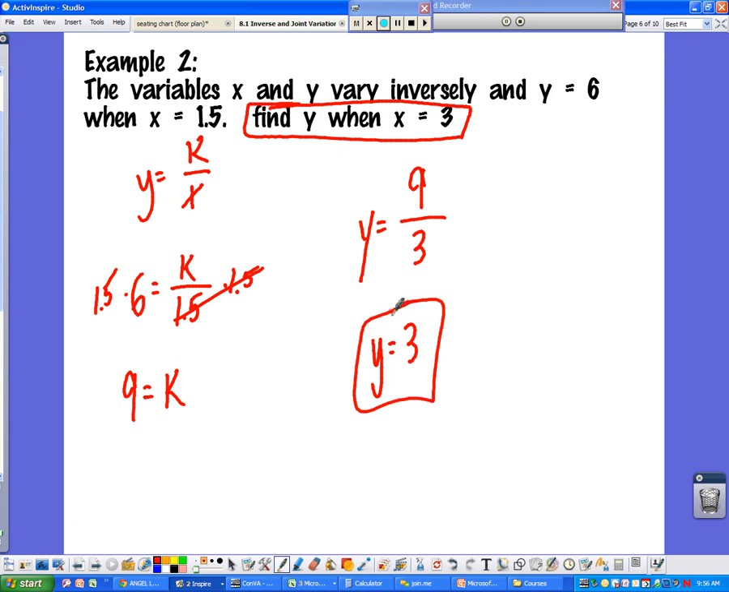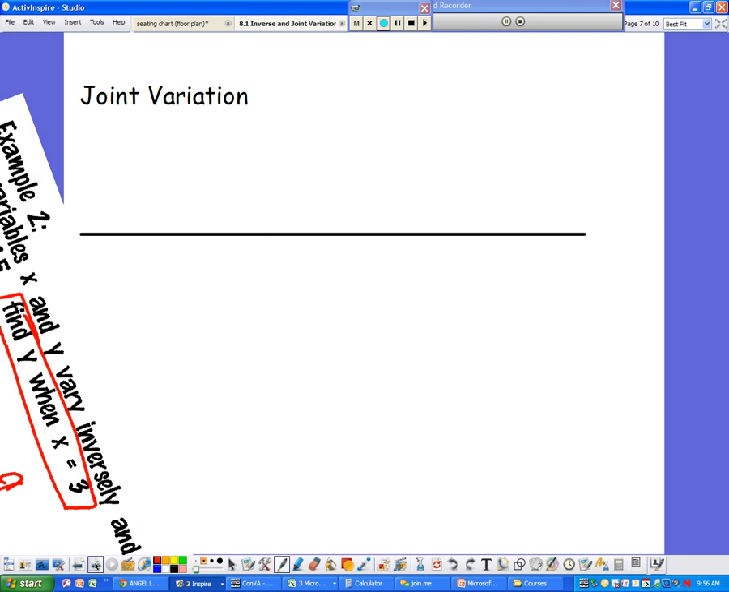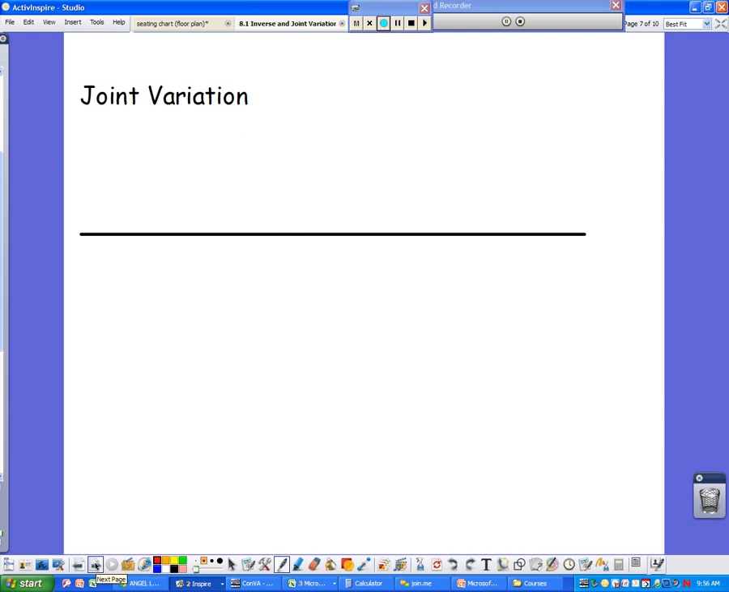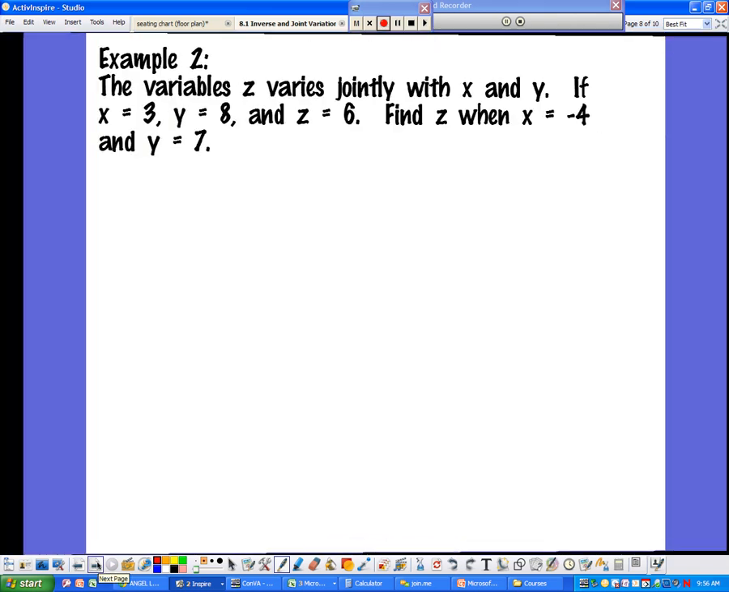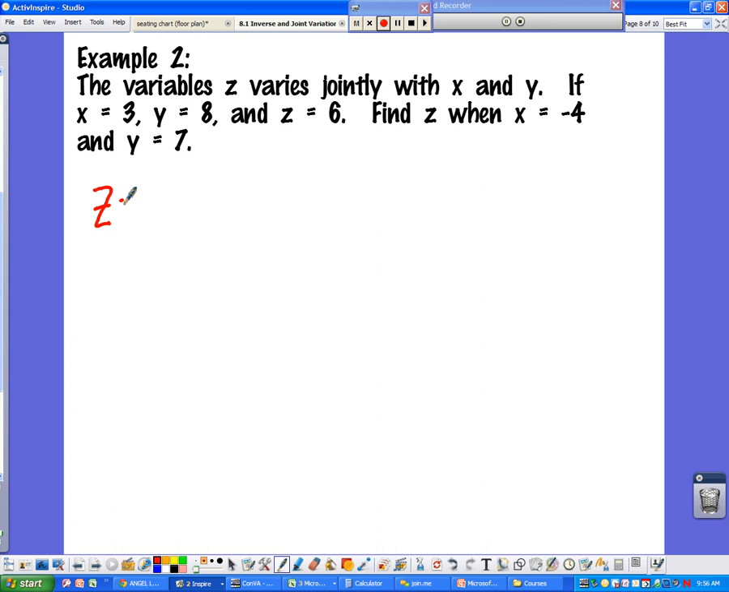The next example is joint variation, and this is when you're going to have 3 variables involved. A joint variation would be z equals k times x times y. So it's a lot like direct variation: z equals kxy. Let's take a look at an example of this. Remember our formula is z equals kxy.